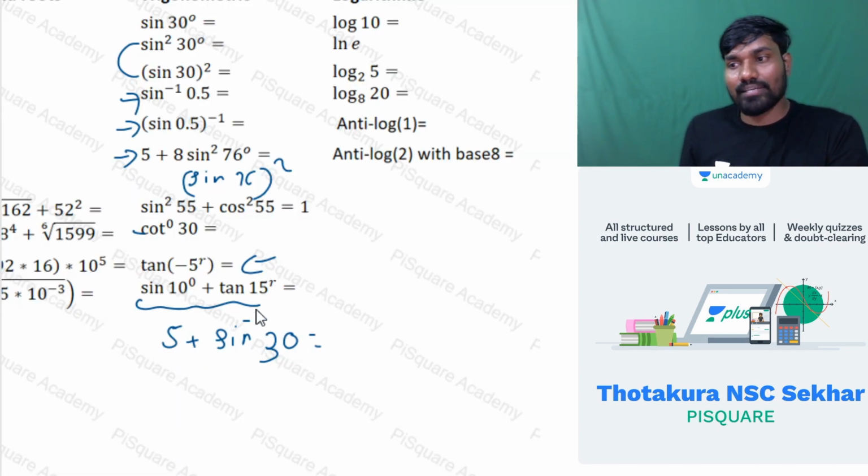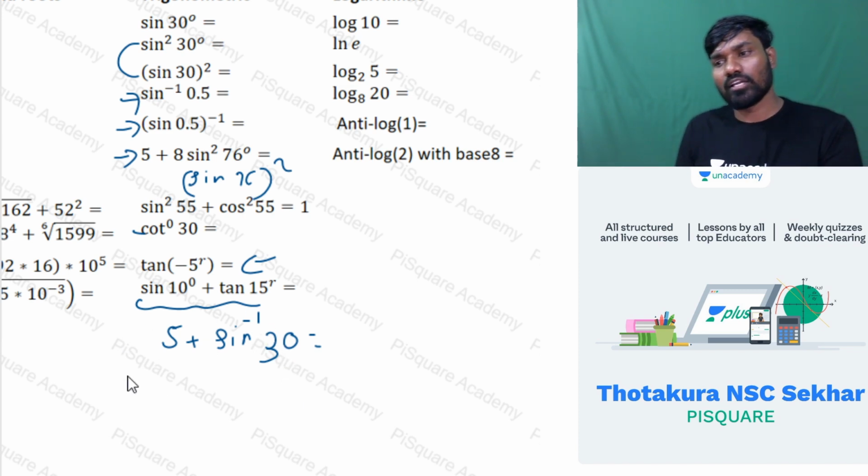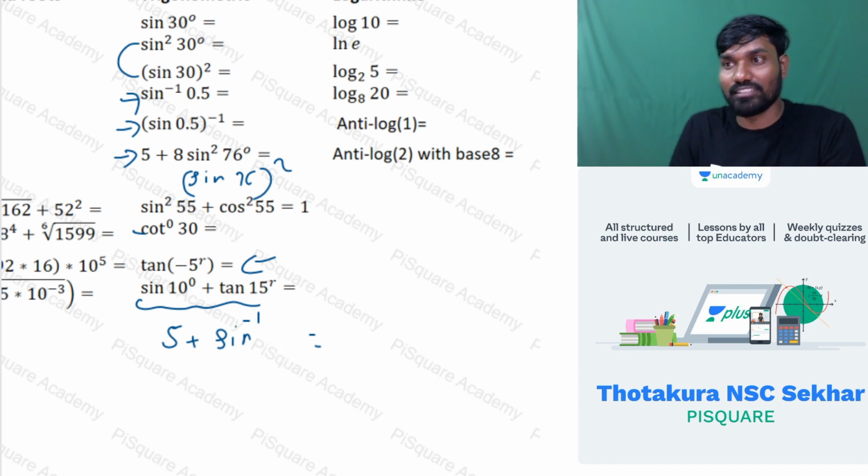5 plus sine inverse 30 degrees. Guys, how do you perform this in a regular calculator? Not sine 30 degrees, sine inverse 30. How come it is sine inverse 30? It should be sine inverse 0.5, because the sine value itself is between minus 1 and plus 1, right? Anyways, sine inverse 0.5. How do you perform this in a regular calculator?